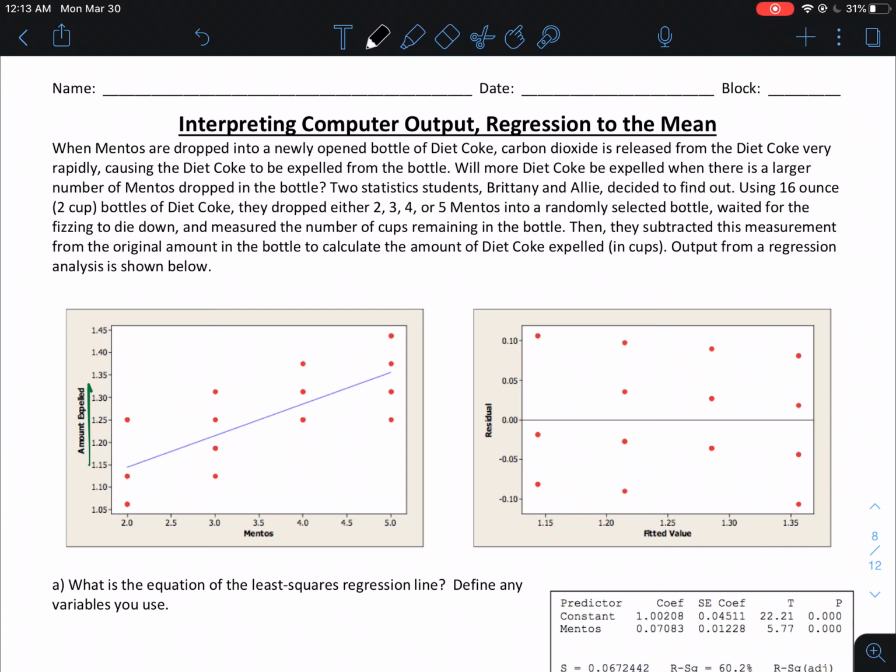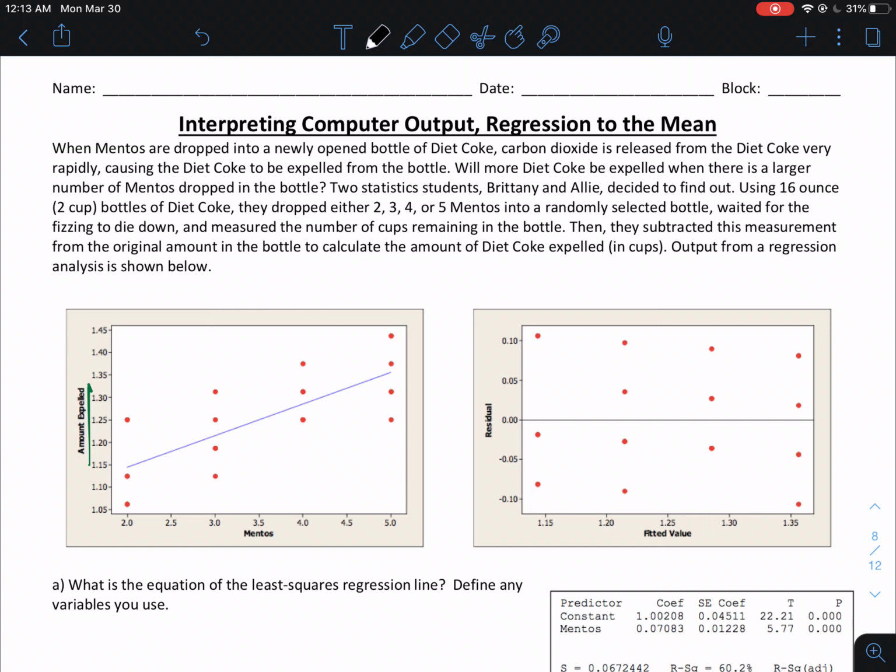When Mentos are dropped into a newly opened bottle of Diet Coke, or any soda actually for that matter, carbon dioxide is released from the Diet Coke very rapidly. It causes the Diet Coke to be expelled from the bottle. Will more Diet Coke be expelled when there is a larger number of Mentos dropped in the bottle?